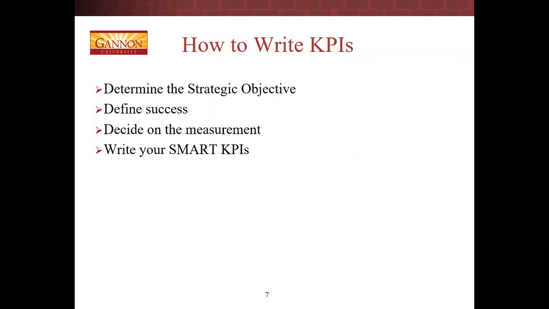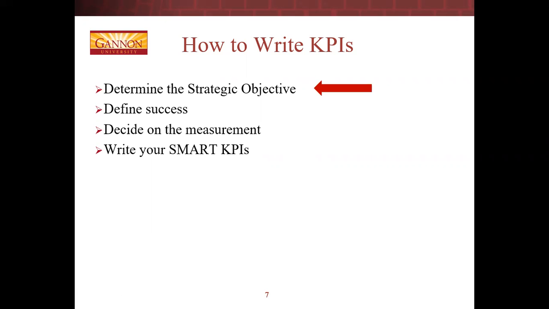This is how we write KPIs. This is obviously kind of a flow of process. So we determine our strategic objective. As I mentioned a couple slides ago, we could have several objectives. So we determine those, and then we define what success would look like, and then decide on the measurement to show how we're making gains, how we're improving in terms of the success. And then we write our SMART KPIs.